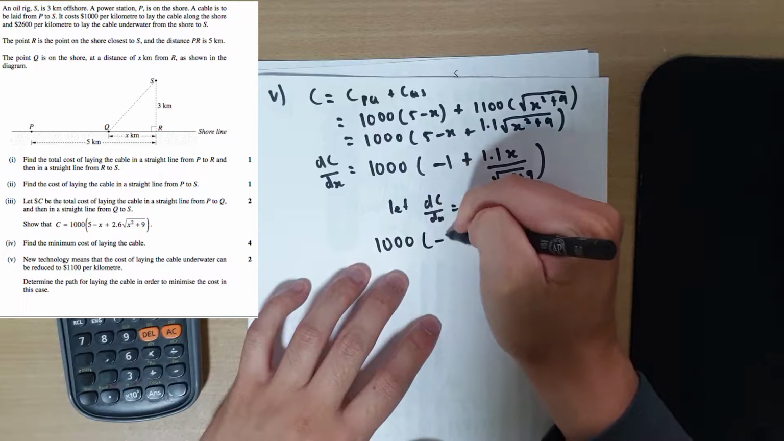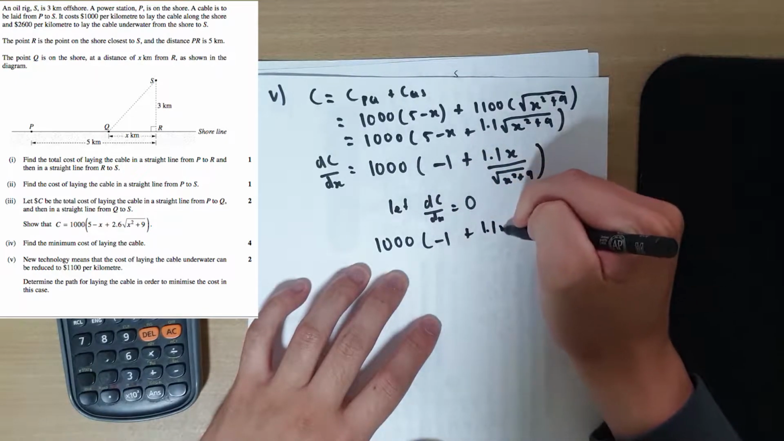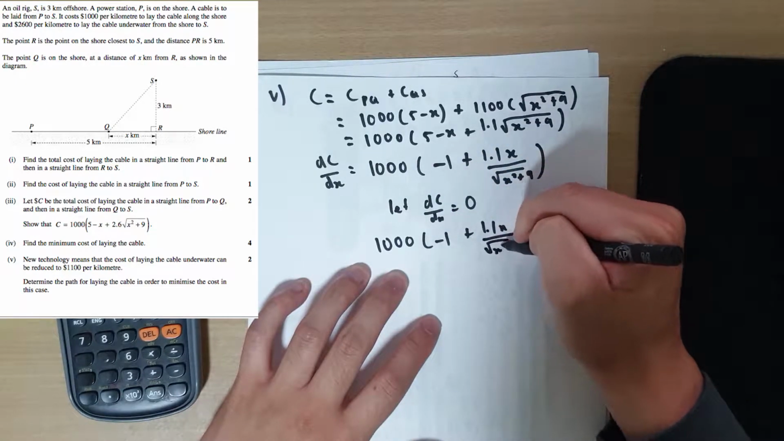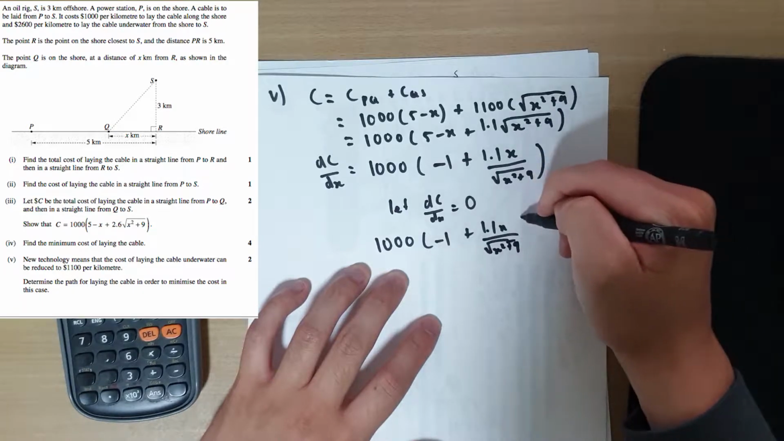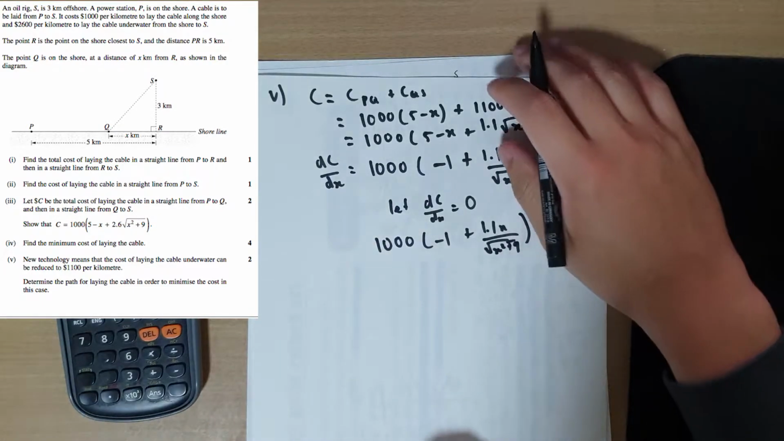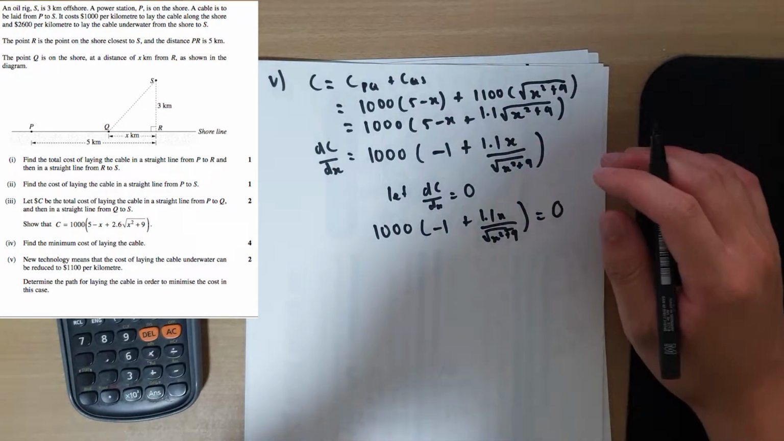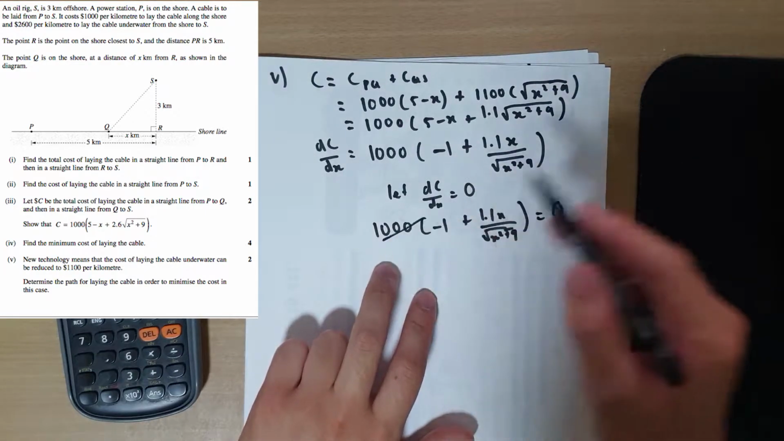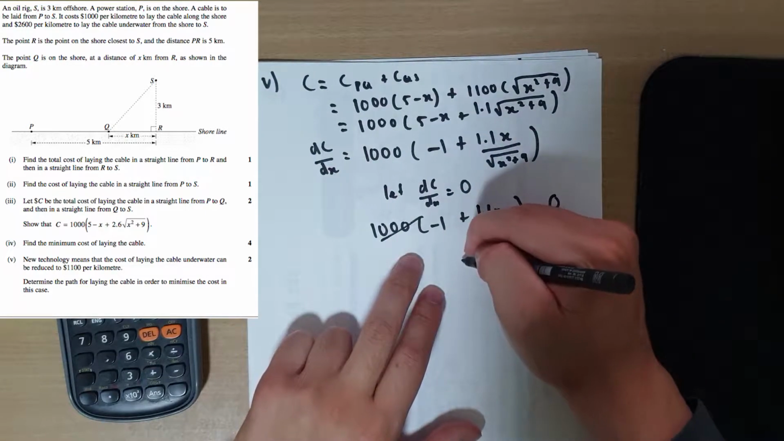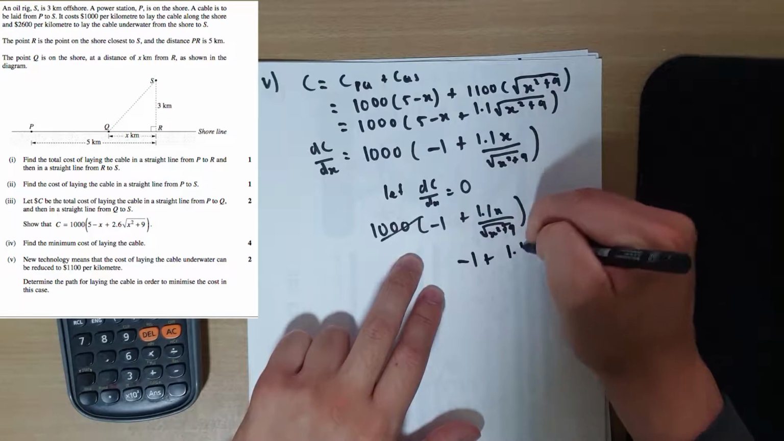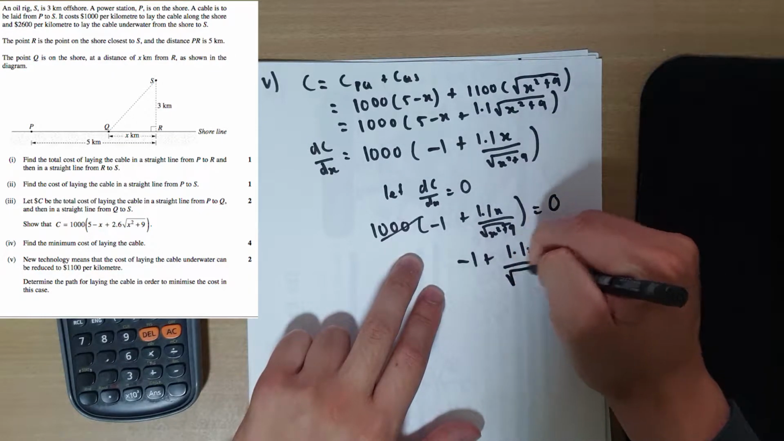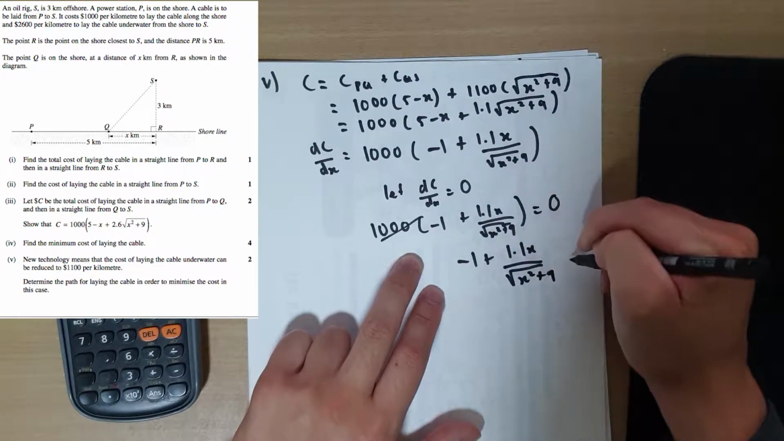1,000 minus 1.1x squared plus 9 equals 0. Cool. So get rid of the 1,000. 1.1 minus 1.1 x squared plus 9 equals 0.